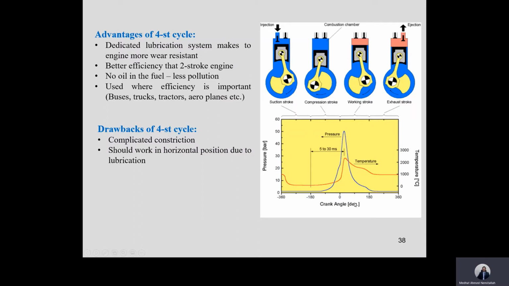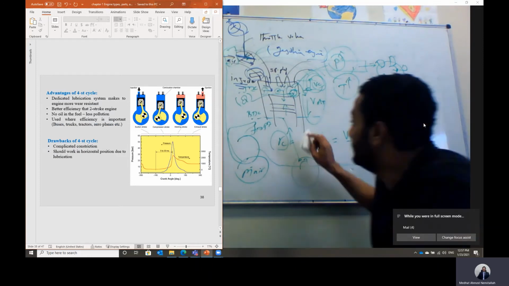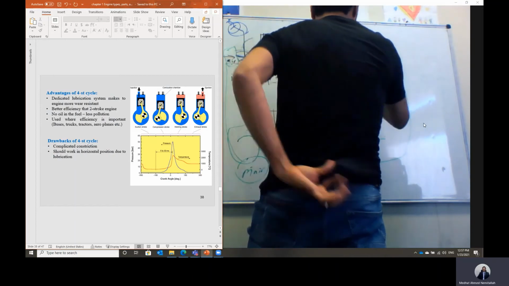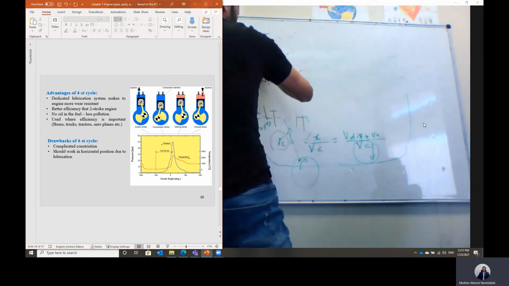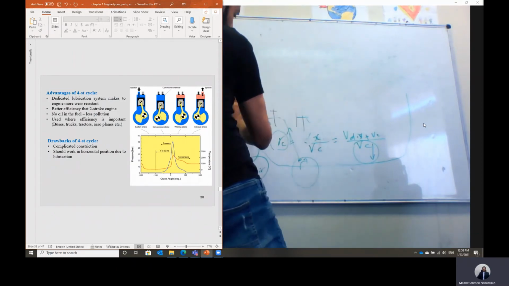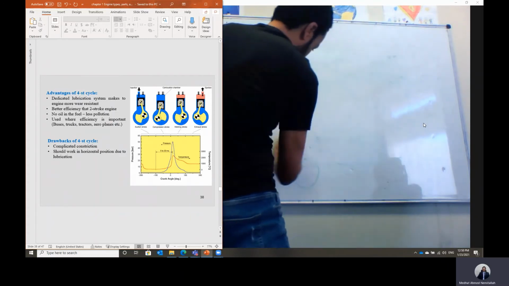If you look at the pressure crank angle diagram, here is the pressure crank angle diagram. Before the top dead center, the piston is moving down until it reaches the bottom dead center. I will just show you how we can translate the piston movement into crankshaft angle. What is the relation between this movement and how we can draw it in terms of crankshaft revolution?